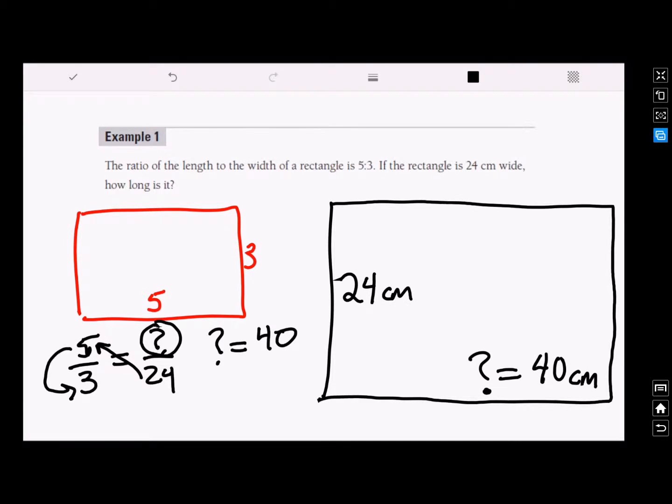Okay. And that's what the ratio allows us to do. It allows us to take the ratio from one object and apply it to another object to get a similar object. Not exactly the same, but the ratios of the sides, the dimensions, are exactly the same.